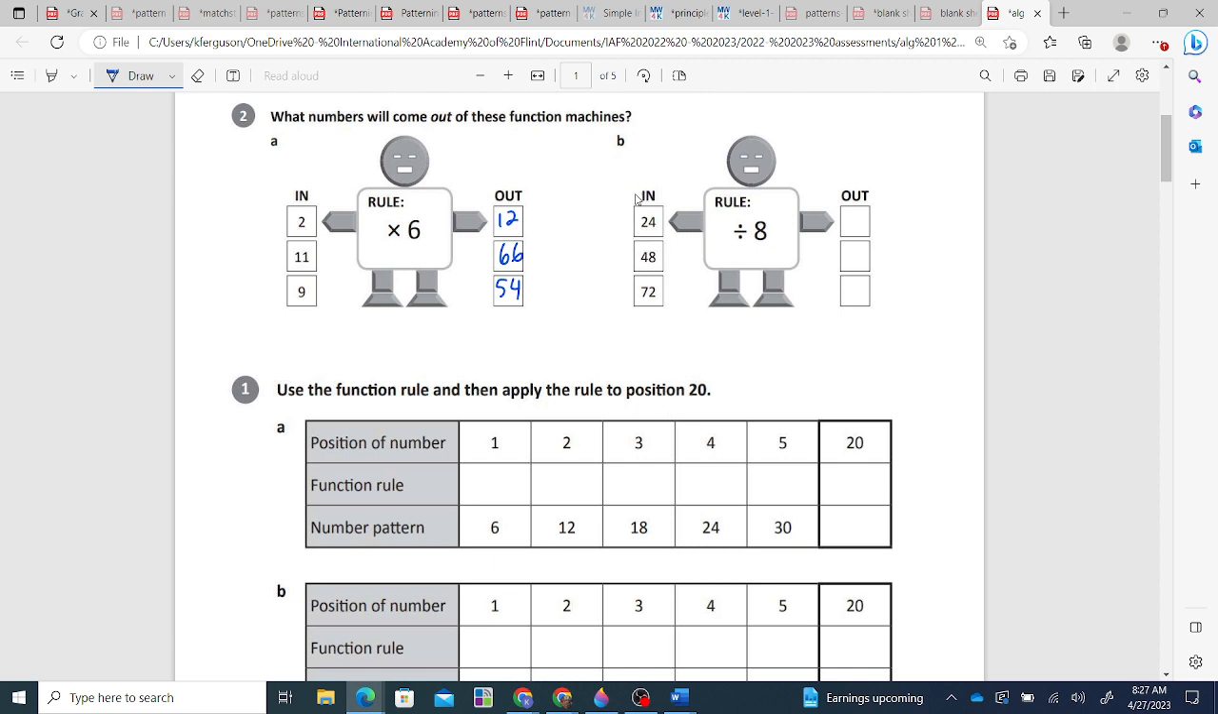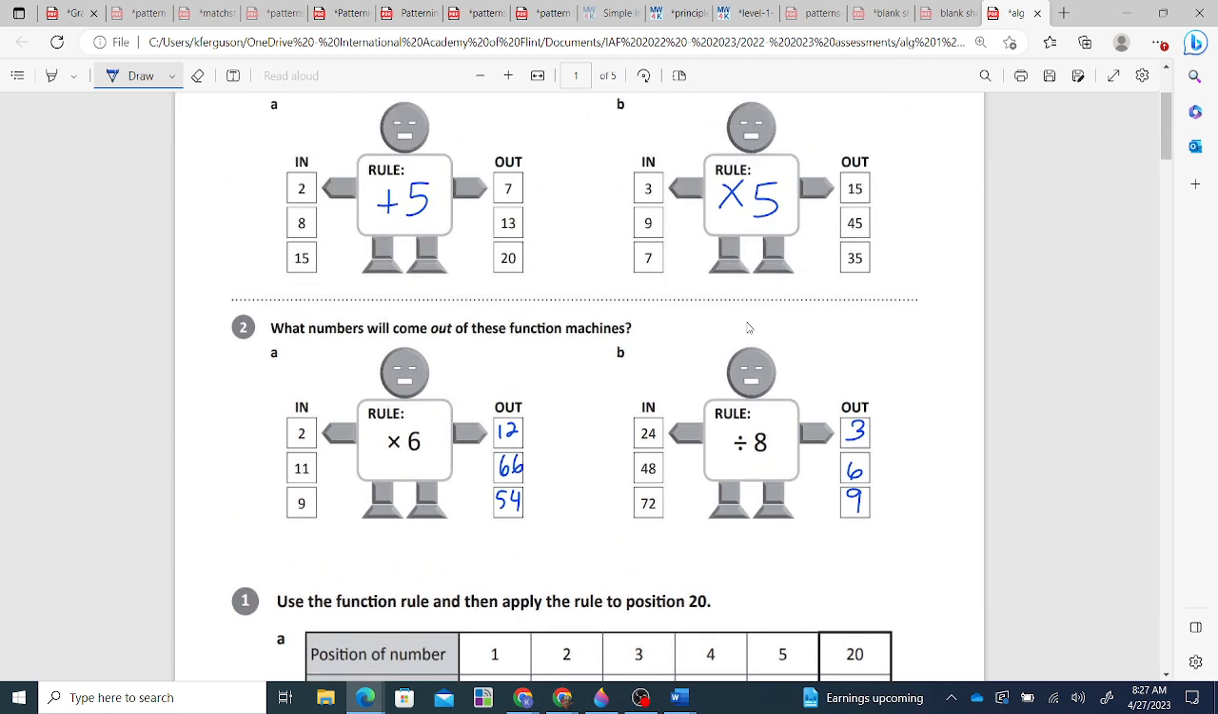Now here, I've got 24, 48, and 72. And the rule is divided by 8. So yep, 24 divided by 8 is 3. 48 divided by 8, 6. And then 72 divided by 8 is 9. So anybody got any questions on these? All right.